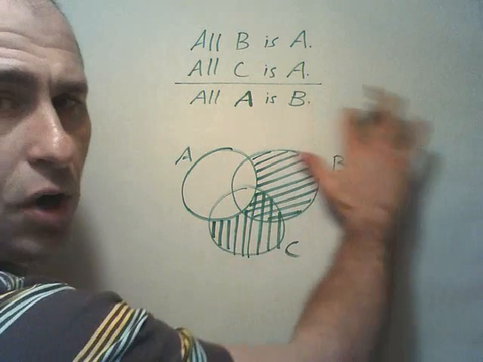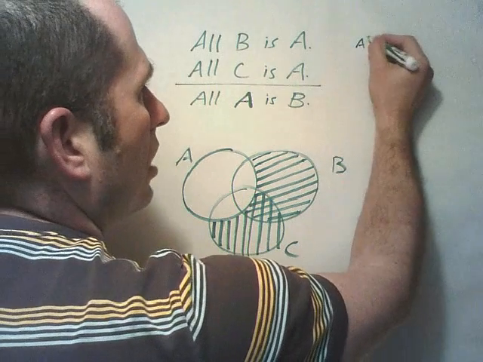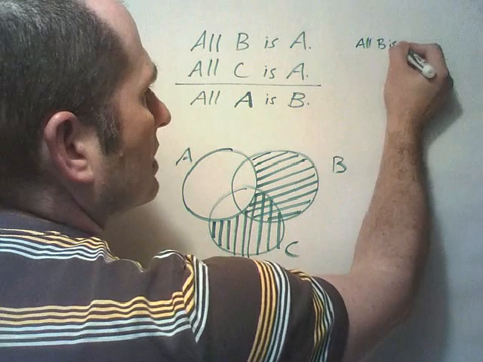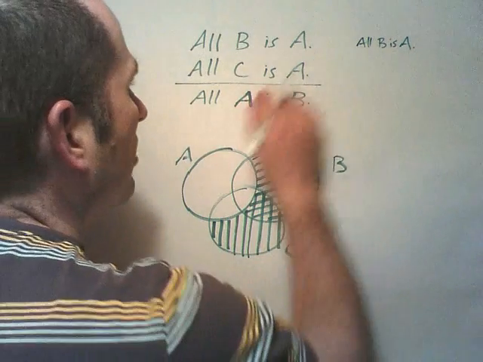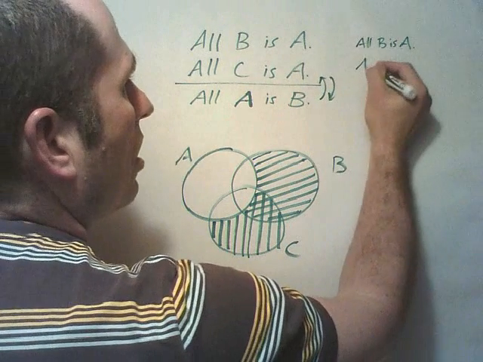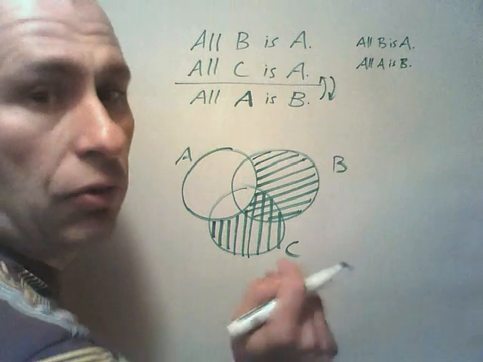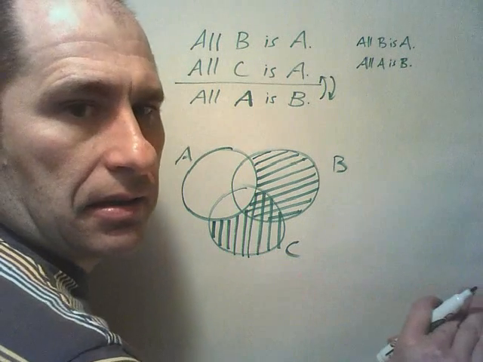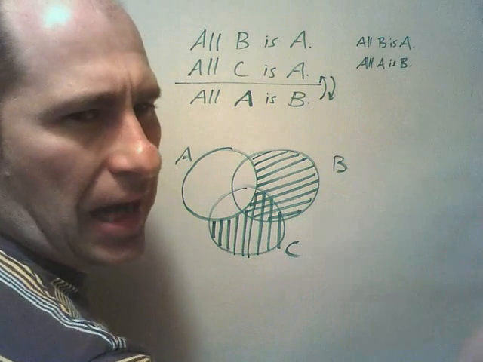I'm going to draw it small off to the side here. I'm going to change it. Let's do all B is A. And now I'm going to switch these two. I'm going to go all A is B. Now, can we do that? Well, yes, we can if we posit it. I gave you two premises here, so we can allow that to happen.